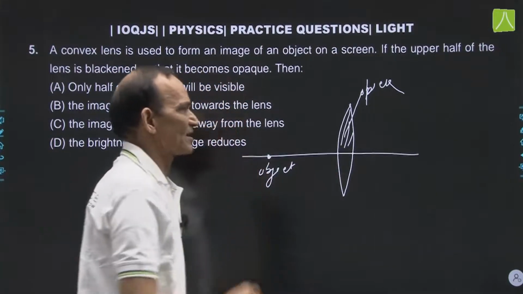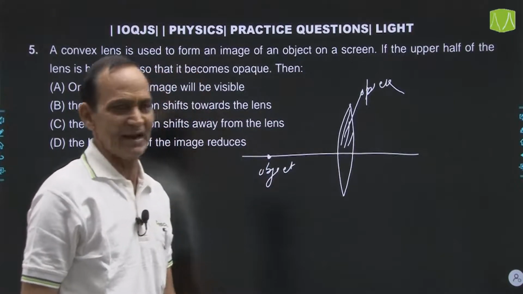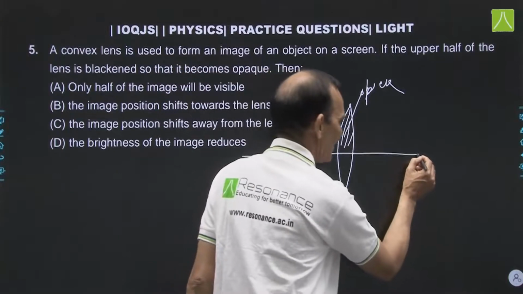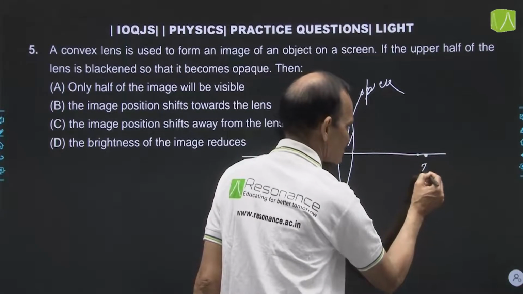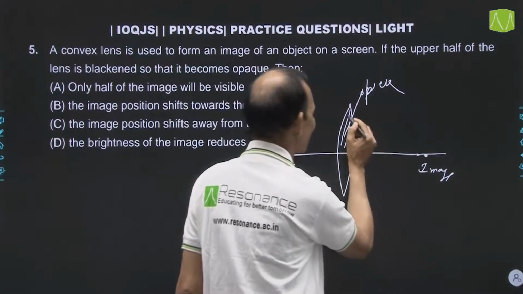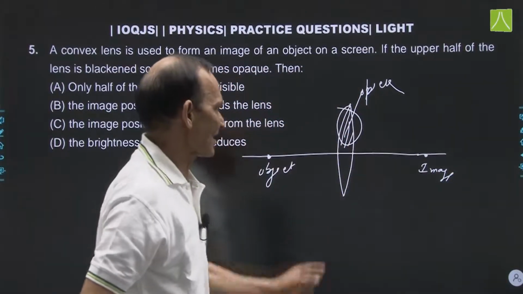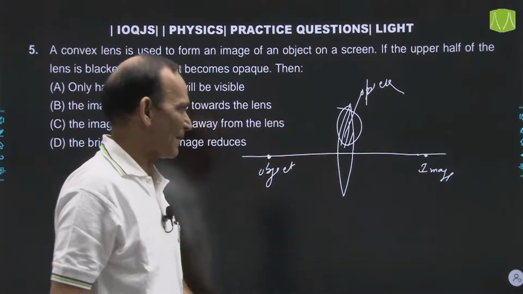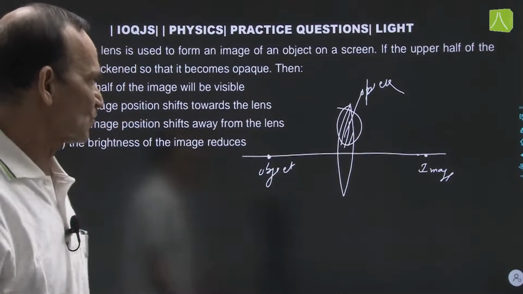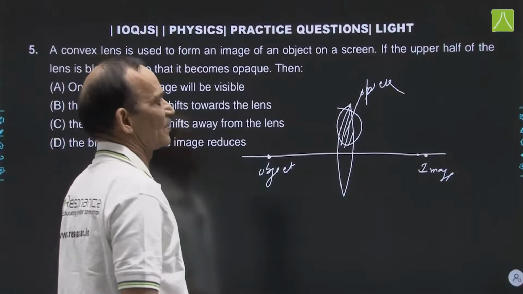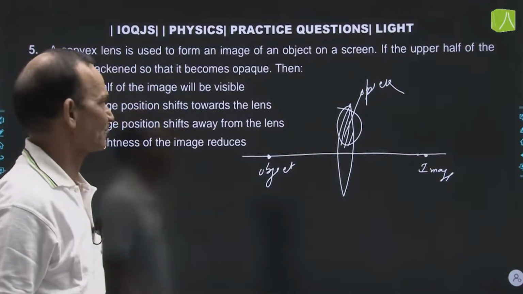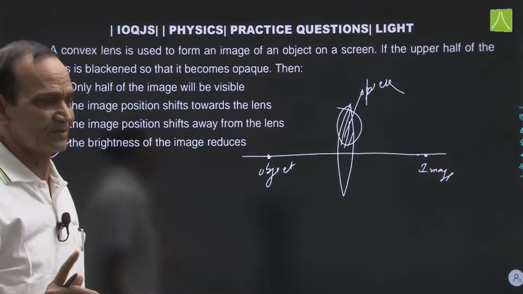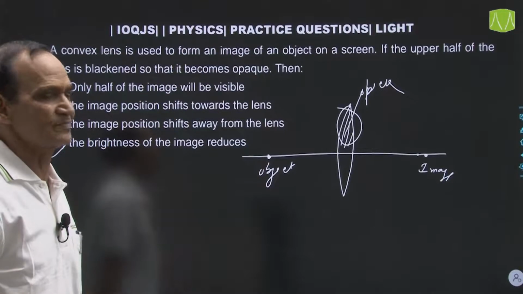The light from the object falls on each part of the lens and is refracted from each part, and the rays meet at a point where the image will be. If this part is opaque, then light rays will not reach to form the image. Only this lower part will send the rays to form the image. So the intensity of the image will decrease, will reduce. But the image will be at the same position as in the presence of the complete lens.